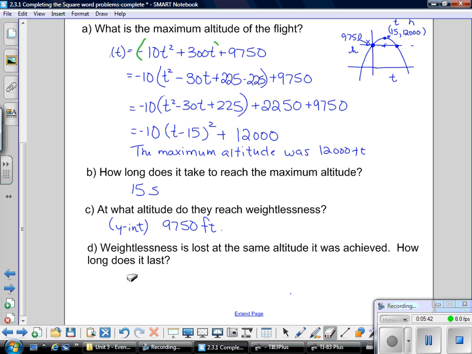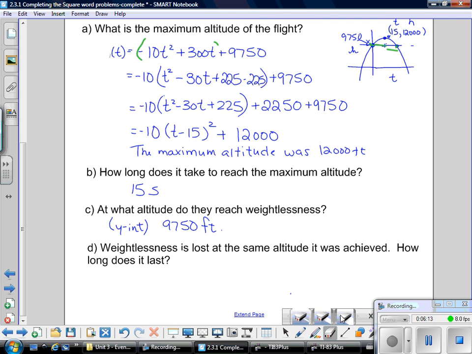Now, the next question asks, weightlessness is lost at the same altitude it was achieved. How long does it last? Well, if we go back to the little diagram that we drew, this is where weightlessness was achieved. They're telling us it loses it at the same spot. So how long was that? Well, I know from here to here was 15. So how long is it from here to here? Well, we know the parabolas, first of all, are symmetrical. So it would make sense that if it took 15 here, it would have to take 15 here as well.